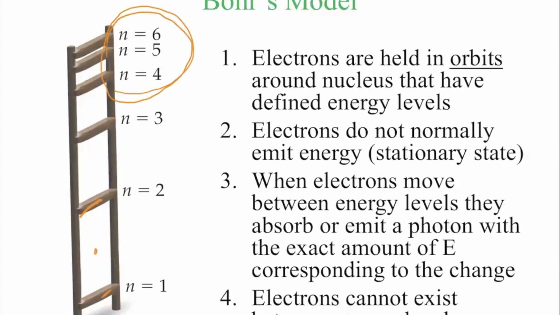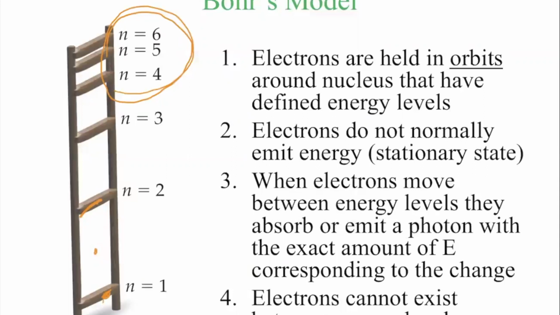Electrons are held in orbitals around the nucleus that have defined energy levels. So each N has a certain amount of energy. Electrons do not normally emit energy when they're in the stationary state. A stationary state is when they're sitting in, like, the N1. When electrons move between levels, they absorb or emit energy. If they are going from high to low, they are emitting energy, but when they're going from low to high, they're absorbing energy. Electrons cannot exist between energy levels, and that's what I just mentioned.